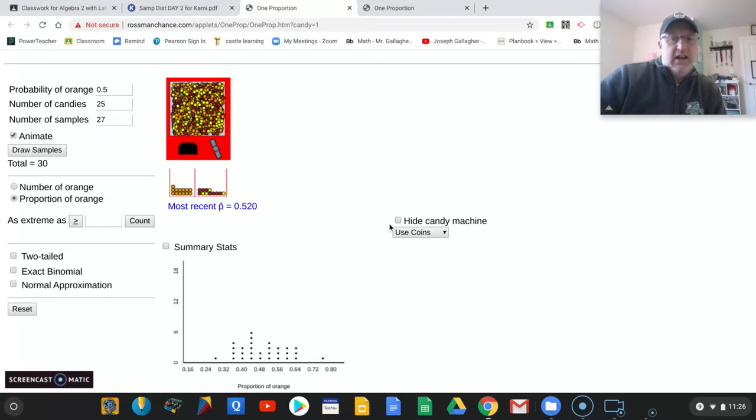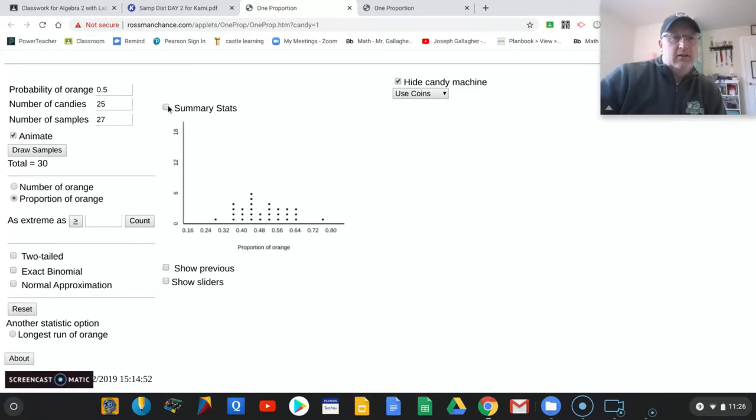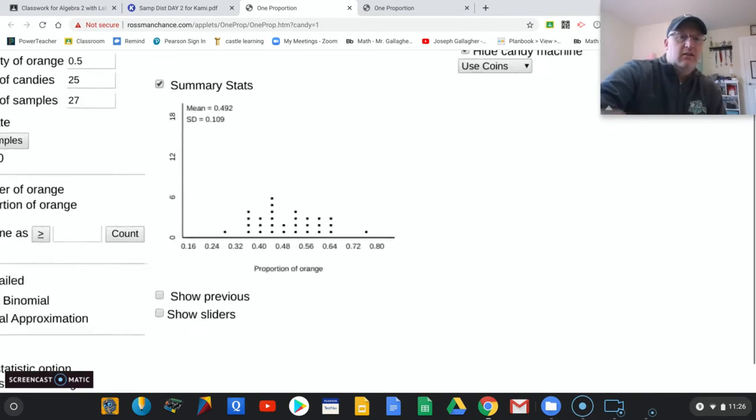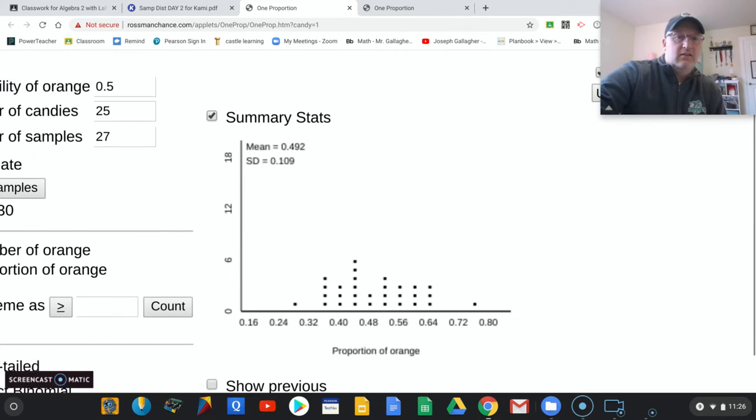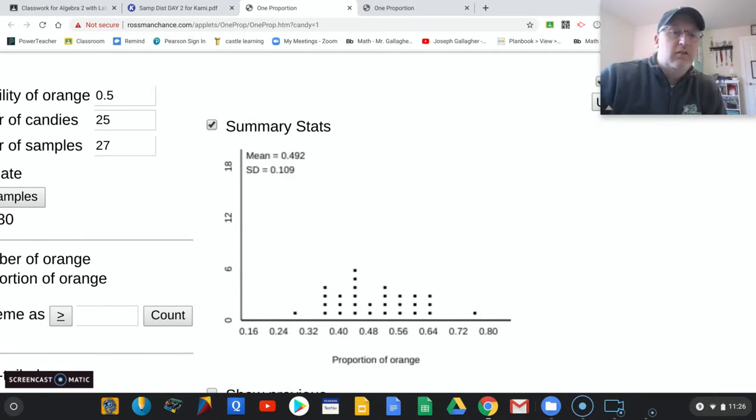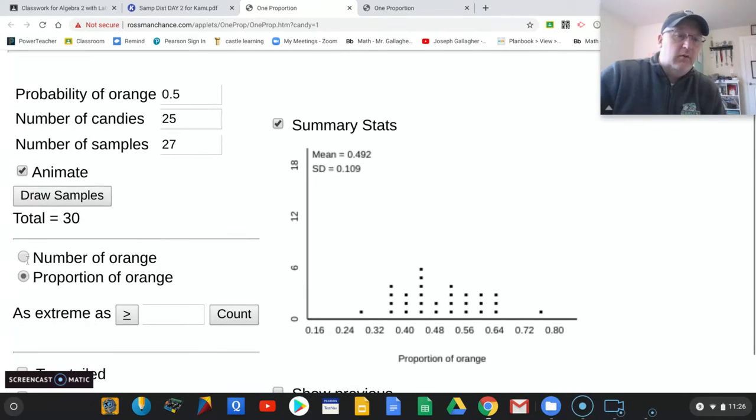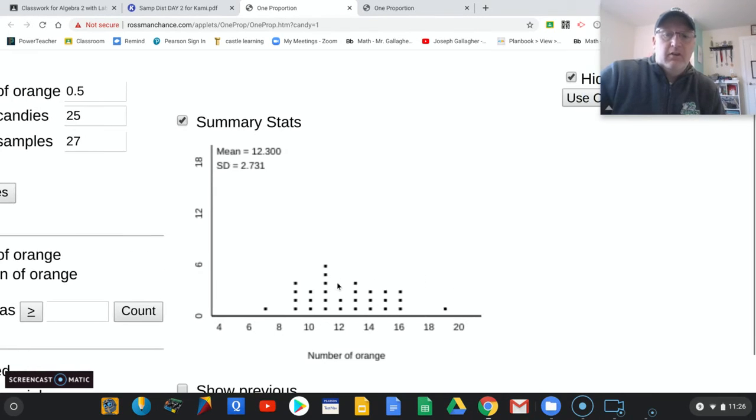I can actually hide the candy machine and show the summary statistics, and you can see that this is what we have when we use a sample size of 25 candies and we draw it 30 times. So there's 30 dots up here, and each of these dots represents 25 candies. And of those 25 candies, it really represents how many of them are orange. So you can see the most we had was over here. Again, I could change it to counts if you want to. And you could see the most someone got was 19 orange M&Ms. Someone else got 7. That's the lowest, and the highest I got.